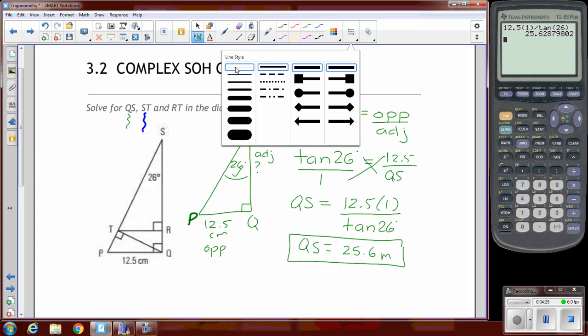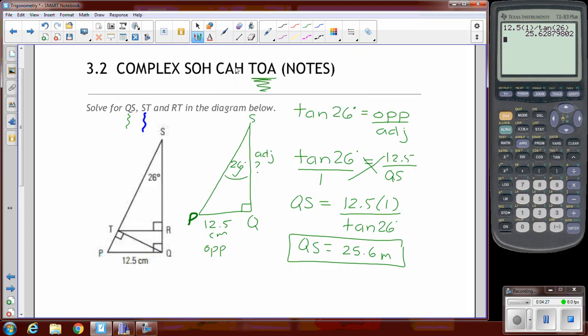So if I'm looking, I should identify where ST is first. ST is right along that side. And then if I try to say, okay, that's the side I want to figure out, I can make this into a right triangle right along here. The reason I'm choosing this right triangle is because I just found out the distance from Q to S. I know that this side is 25.6.